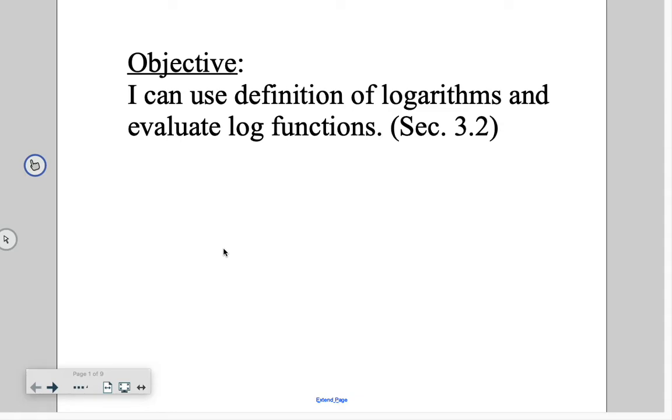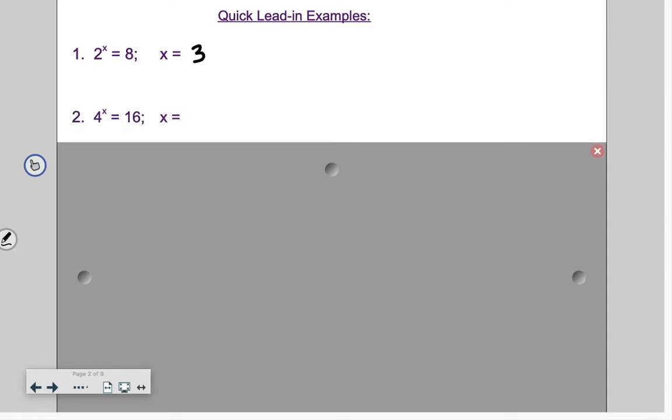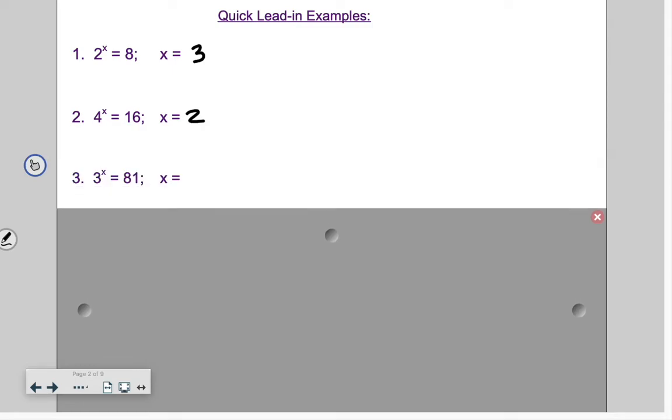All right, so a little bit of lead-in examples here. 2 to the x equals 8. What's x? 3. 2 to the third power equals 8. Let's do a couple of these. 4 to the x equals 16. What's x? 2. 4 squared gives you 16. How about 3 to the x equals 81? 4, it turns out to be 3 to the fourth power.